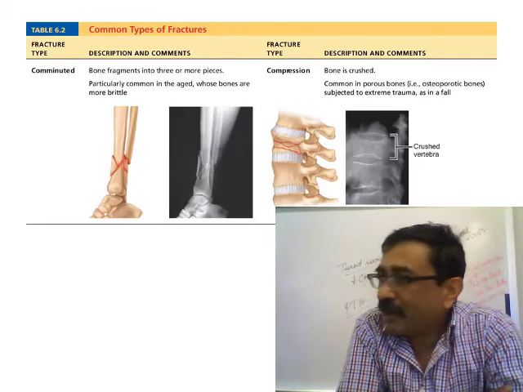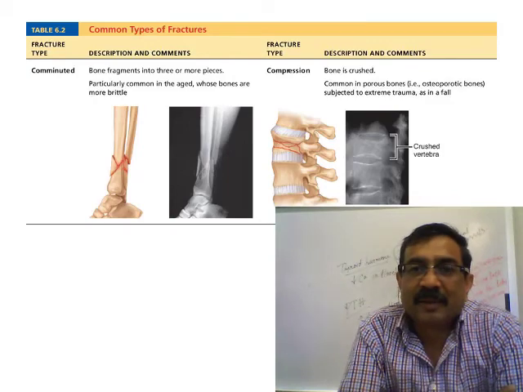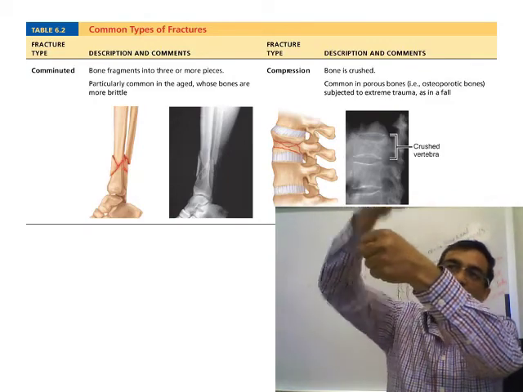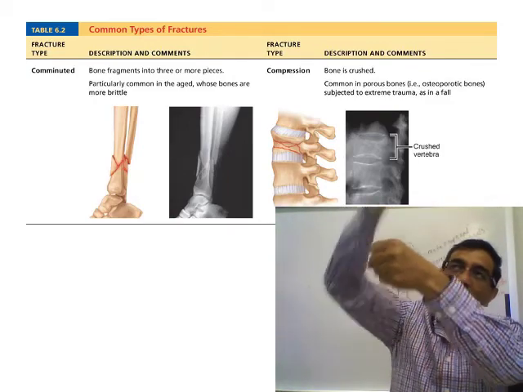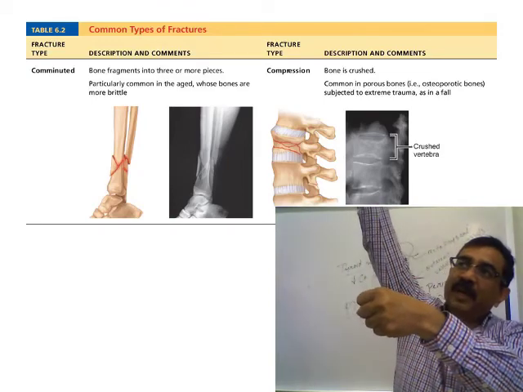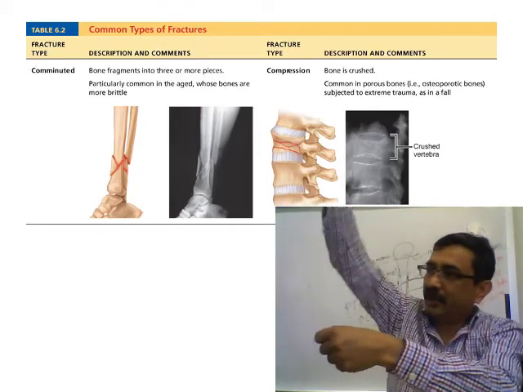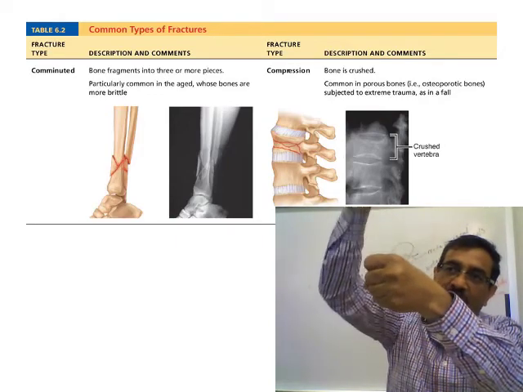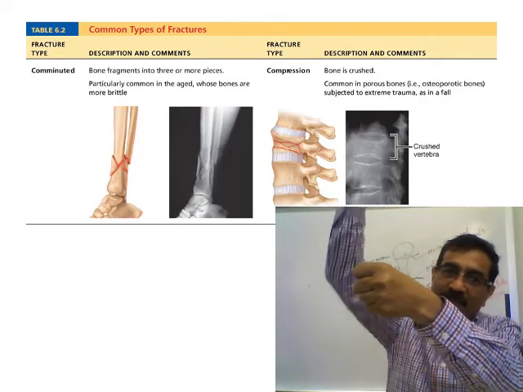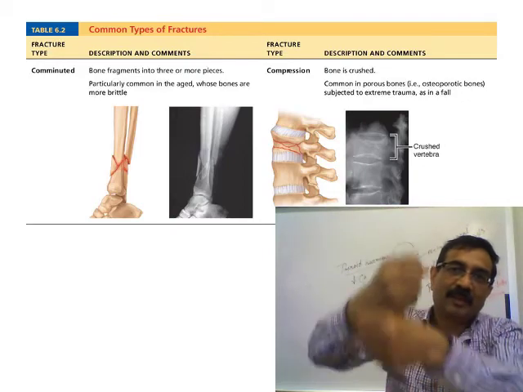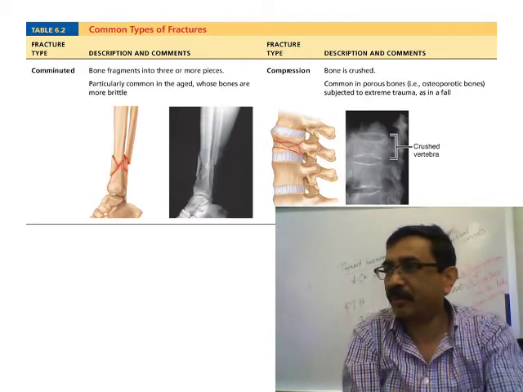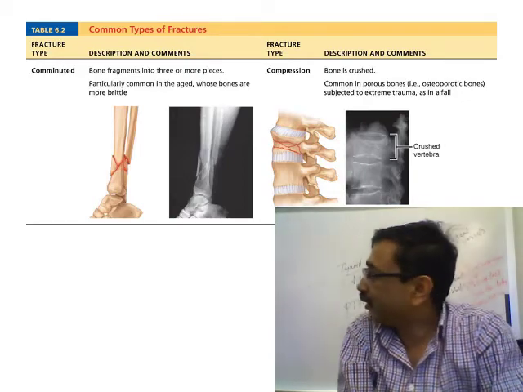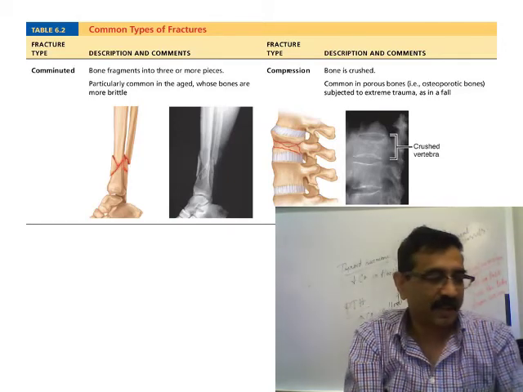Compression. Usually vertical pressure, like if you jump from a very high height, when you land, a lot of pressure falls this way on the vertebrae, right? So that causes the crush of the vertebrae. That's the compression type fracture.